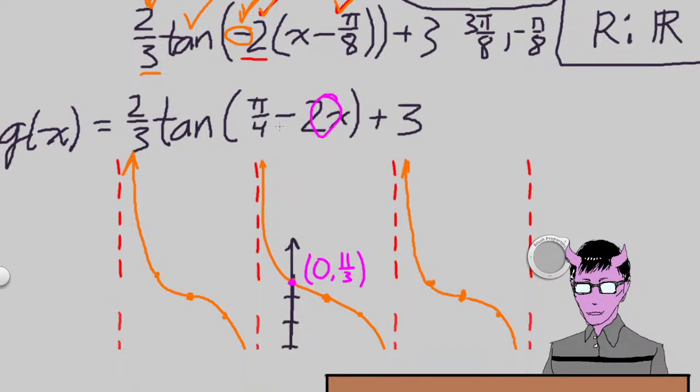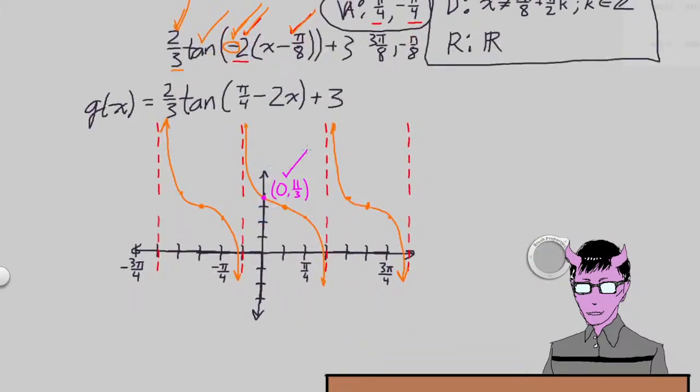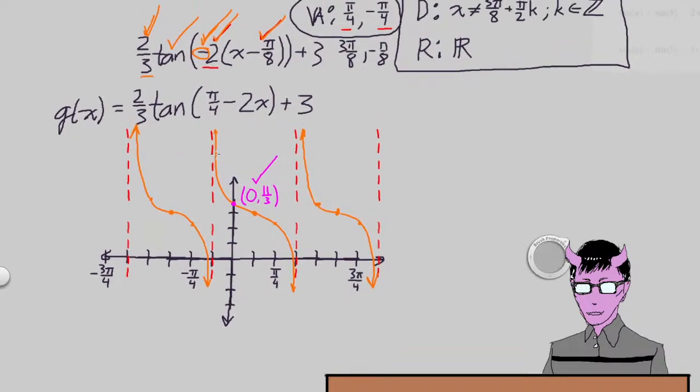So pi over 4 minus 0 is pi over 4. Tangent of pi over 4 is positive 1 times this one is 2/3, and then 2/3 plus 3 is exactly what we did to get this value right there. So we have good confidence that this answer is correct. Yeah. So thankfully we are good to go. We checked this singular point, so we should be good to go.